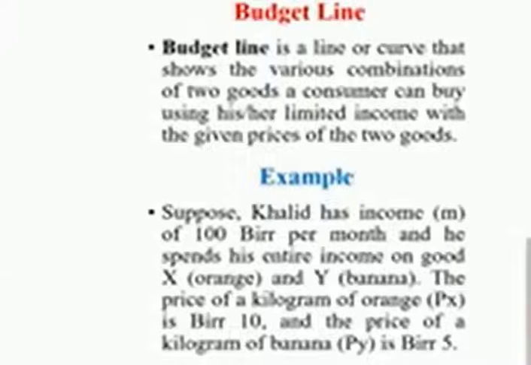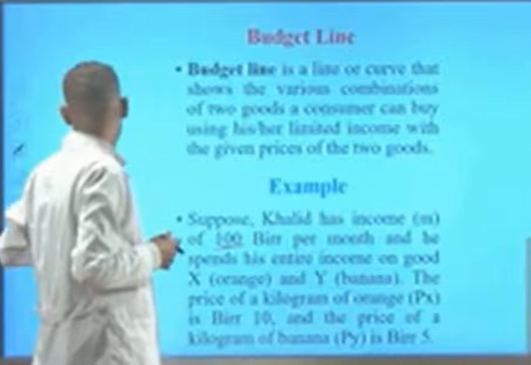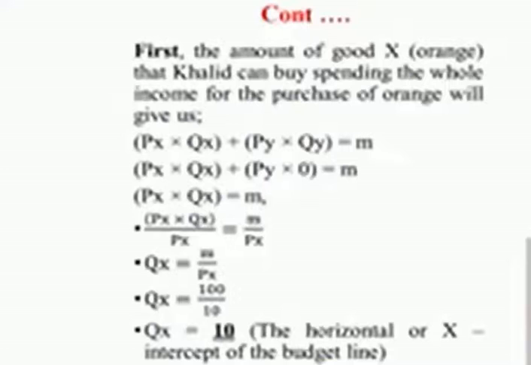Now, let's illustrate the theory of the budget line using the following example. Suppose Khalid has income of birr 100 and he consumes two goods X and Y. Let's say good X is orange and good Y is banana. And the price of commodity X is given, which is birr 10, and the price of commodity Y is given, which is birr 5.